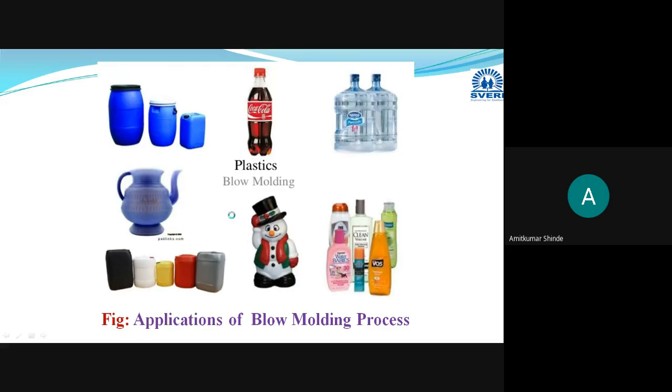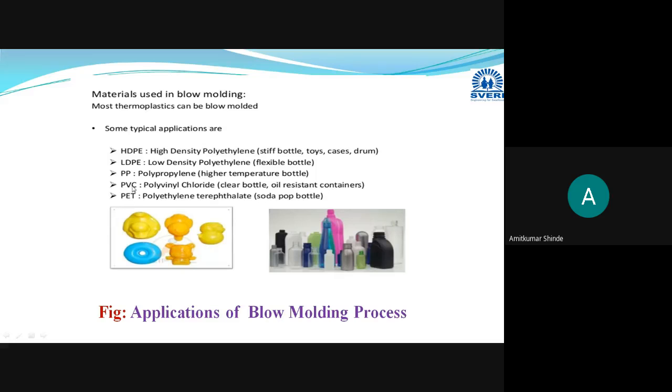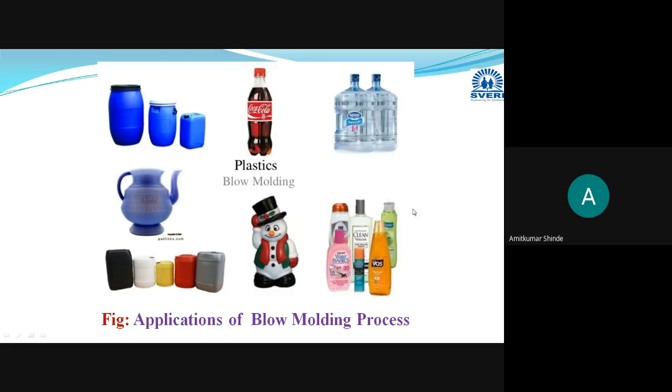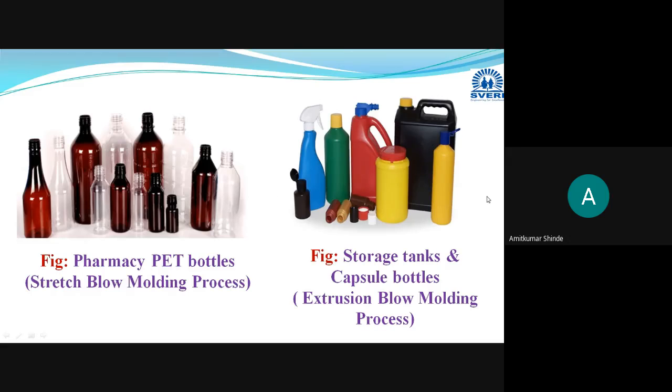Some materials which we generally use: polyvinyl chloride, polyethylene terephthalate, polypropylene, high density polyethylene, termed as HDPE, and low density polyethylene. These are the applications: storage tanks, plastic bottles, water storage tanks or jars, small jars, chemical storage tanks, toys, cosmetic bottles. And type wise, we have seen applications for the stretch blow molding process, pharmacy PET bottles, and by the extrusion blow molding process, we can manufacture different storage tanks and capsule bottles.